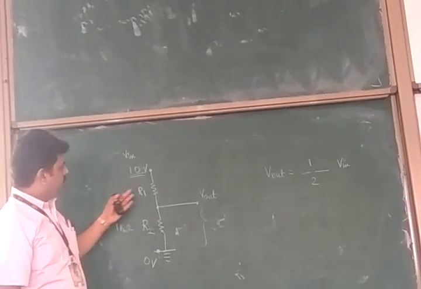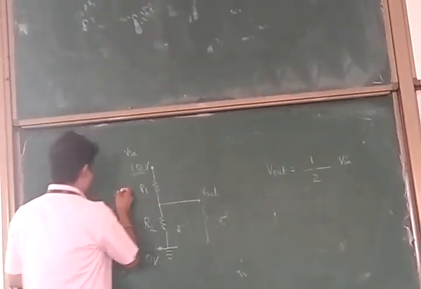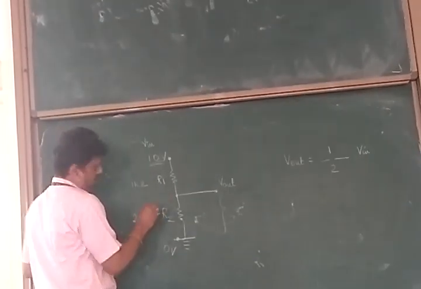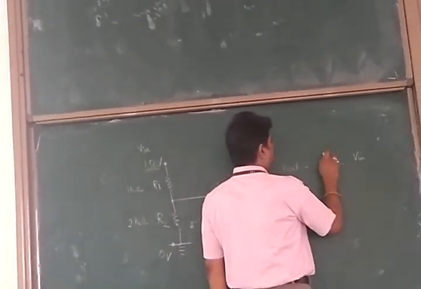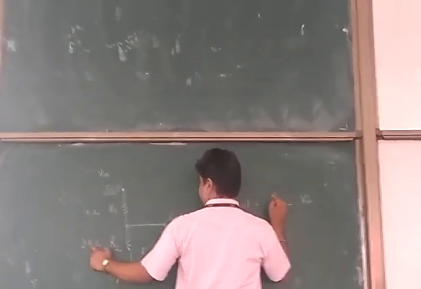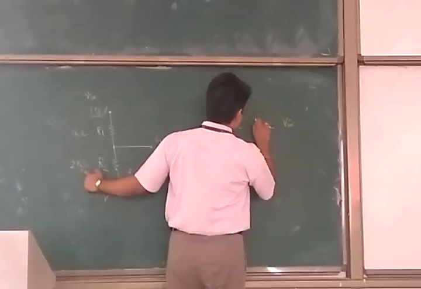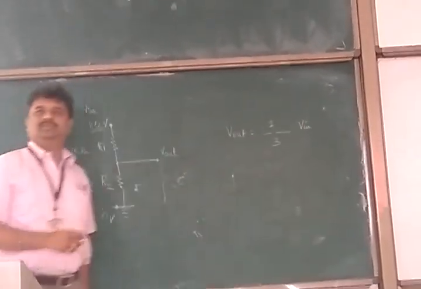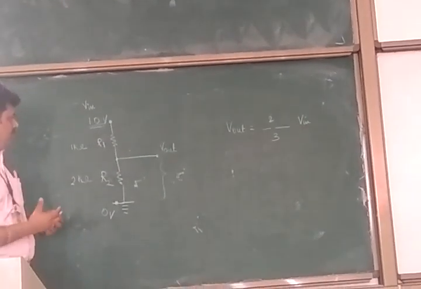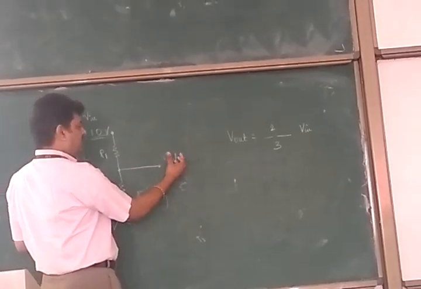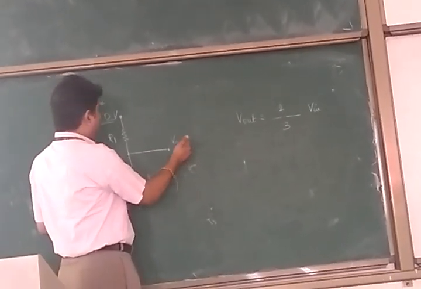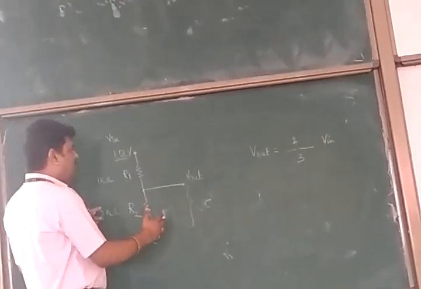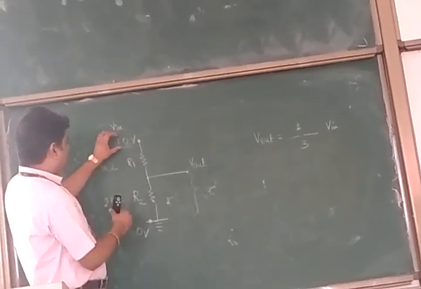And suppose you put 1K here, maybe 2K, then it will be 2 divided by 3 of V in. Isn't it? So you basically decide how much voltage you should get here by varying this R1 and R2 combination. In this circuit, you are basically dividing this 10 volts.